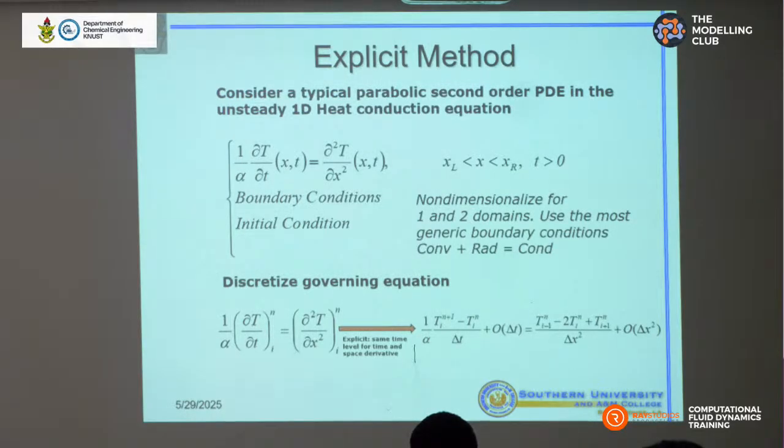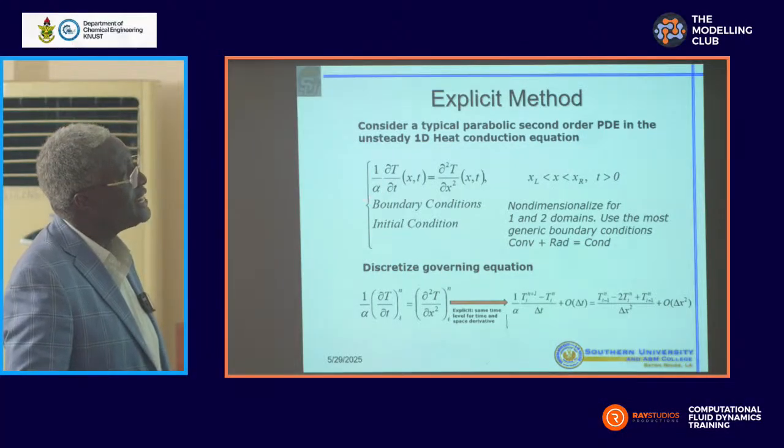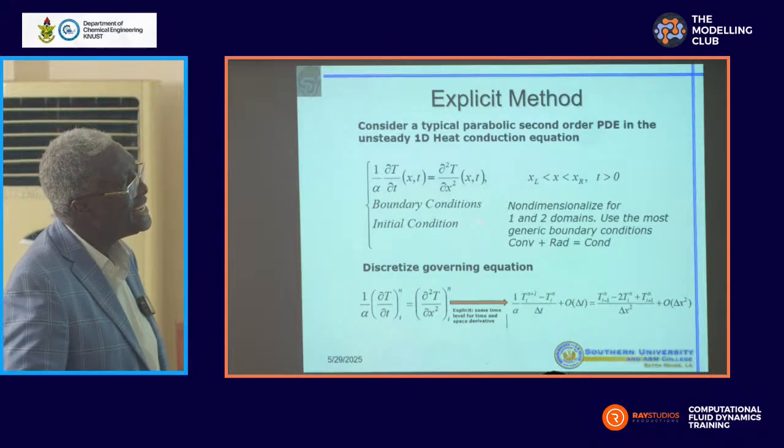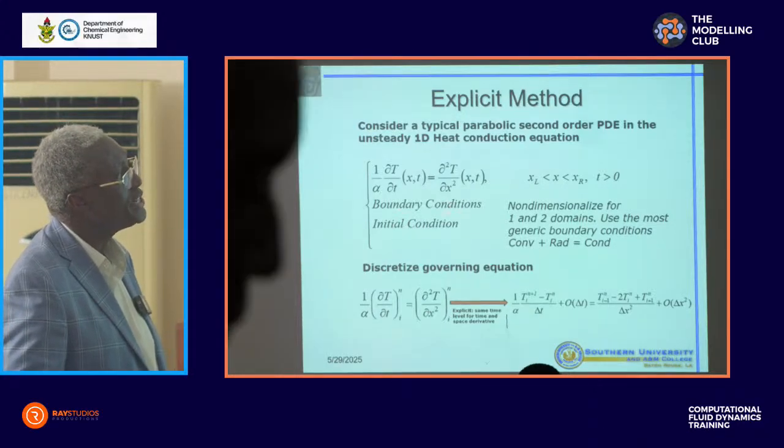Okay, so let us apply the explicit method to this heat equation. The heat equation is saying that the rate of change of the temperature within the medium is equal to the diffusion in the medium. This is a one-dimensional heat equation, so it's an initial value problem. To solve this initial value problem, of course, you need initial conditions and you need boundary conditions.